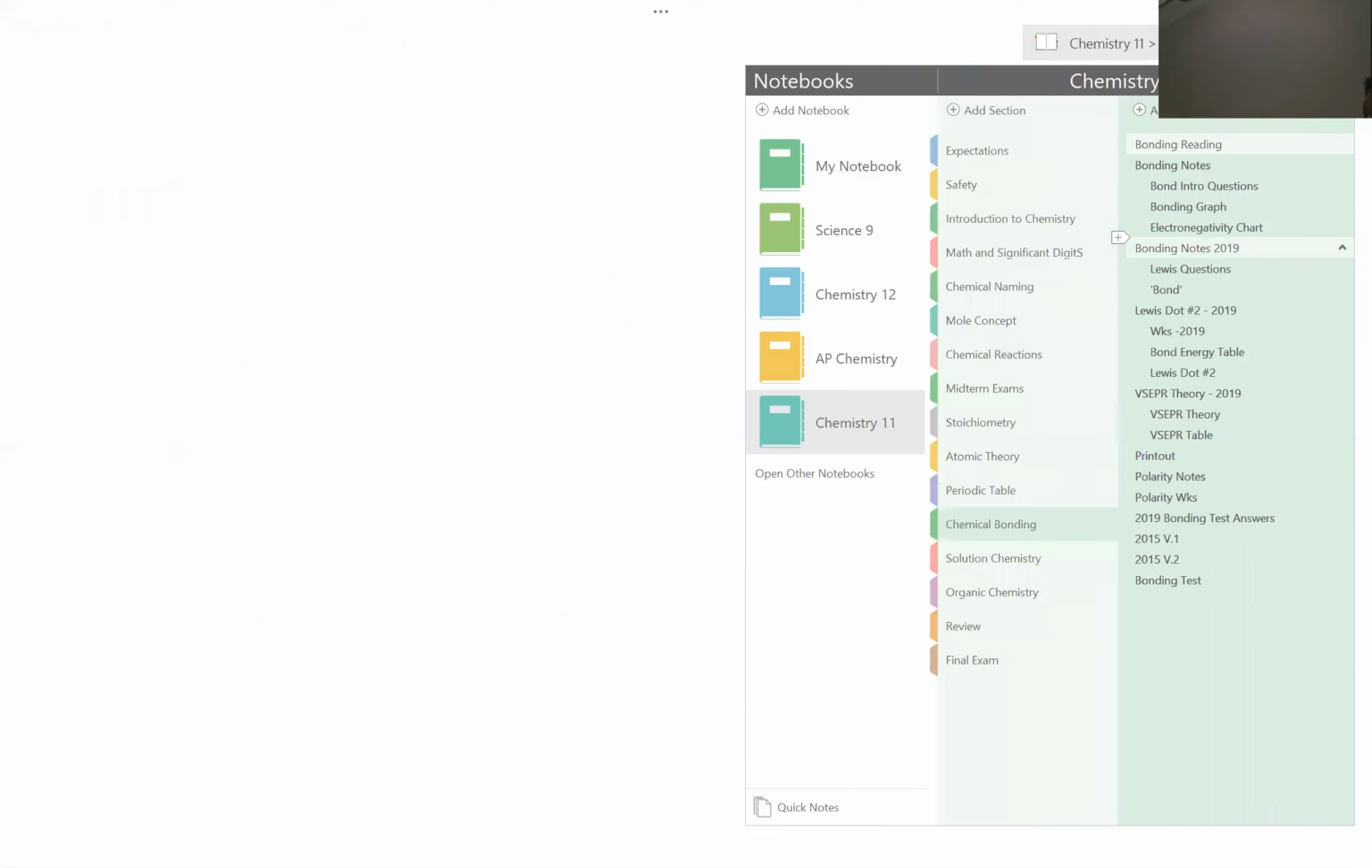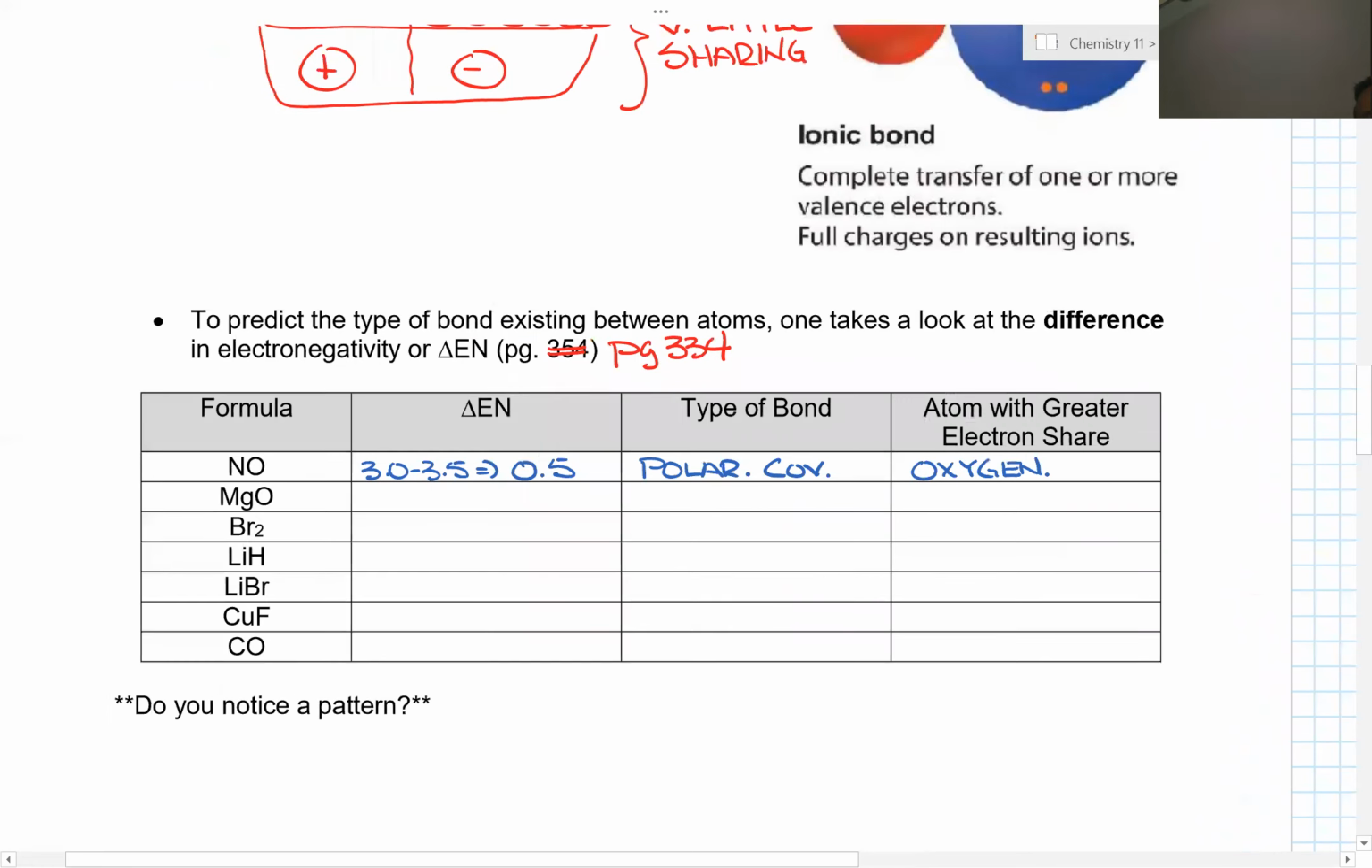So that's the introduction to bonding. And what I will do is give you the homework for this particular section for you to be aware of.